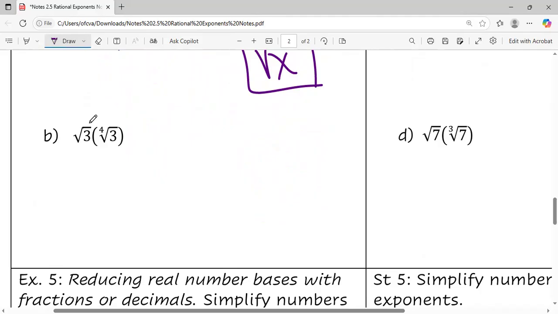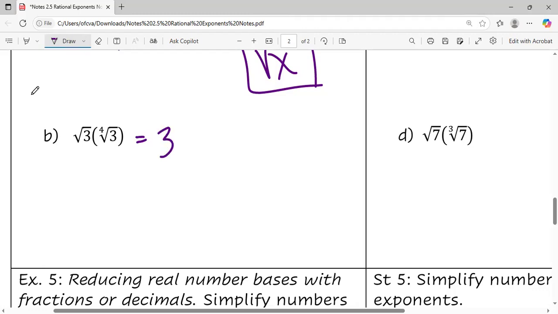What's the rule for multiplying radical expressions? You need the same index. So the radicand can be the same or not the same, but the index has to be the same. We can't really work these out the way we have it because we have an index of 4 here, we have an index of 2 here. So in this case, we have to change it to rational exponent form.